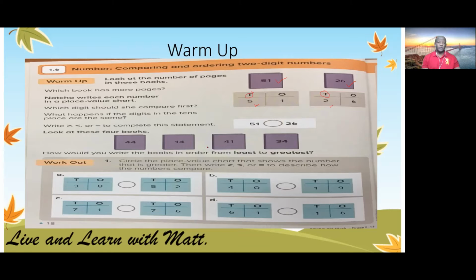So therefore, what happens if the digits in the tens place are the same? We compare the ones next. But for this one, 5 tens is more than 2 tens. So we write greater than. 51 is greater than 26.